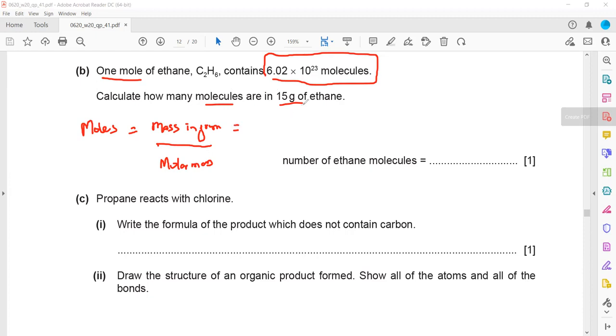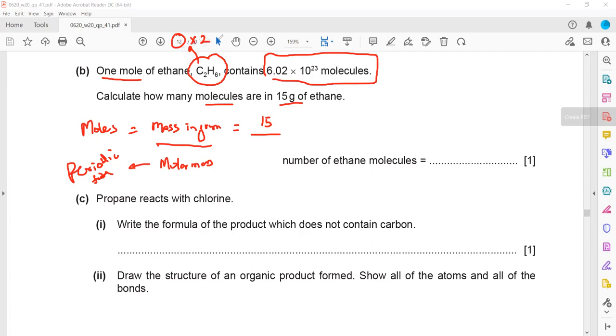So here we have 15 grams of ethane, so we write 15. How to find the molar mass? For a molar mass, we have to use a periodic table. So in a periodic table, we'll find the mass of carbon. The mass of carbon is 12. Multiply by how many carbon atoms are there?